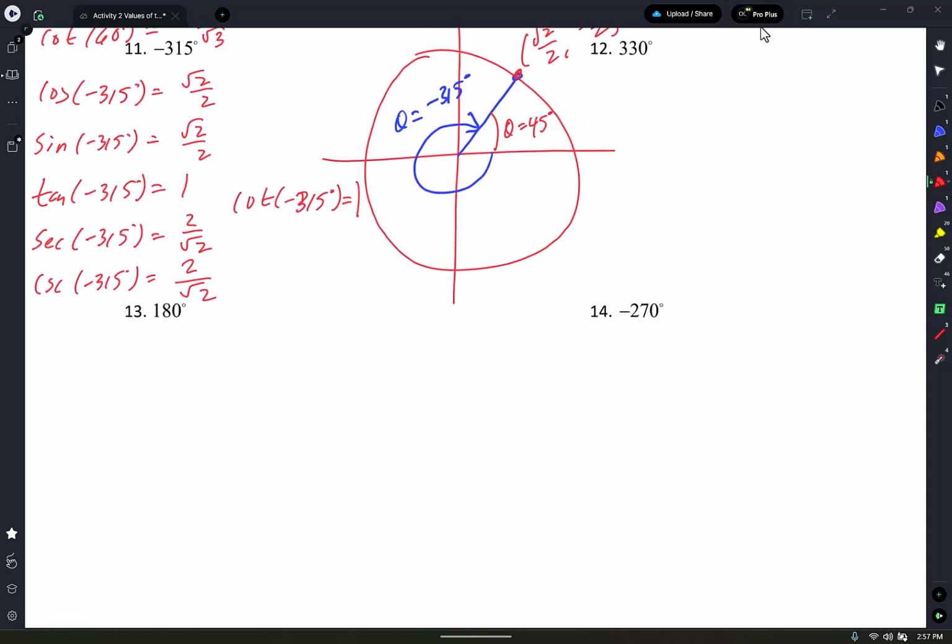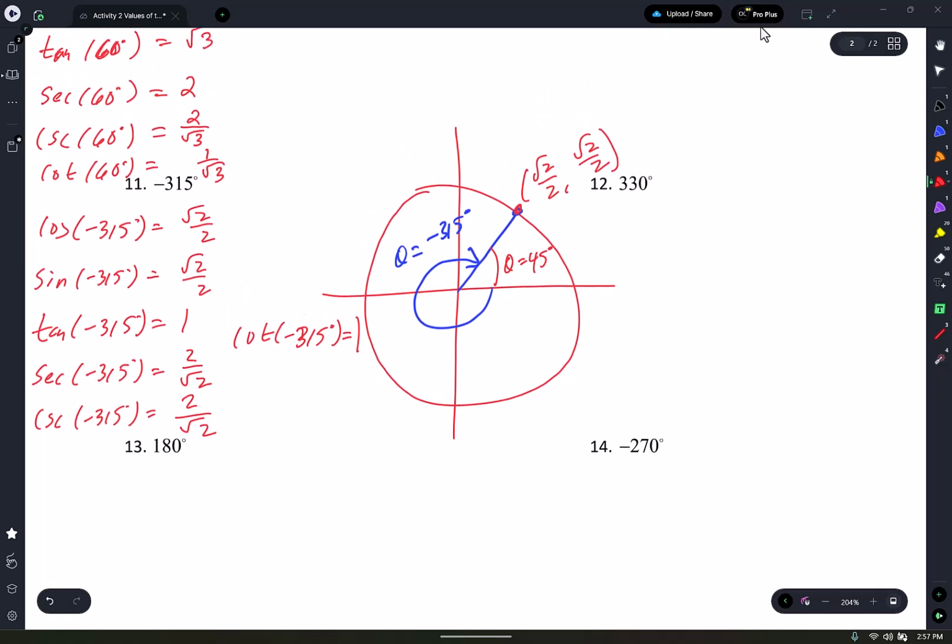What's up? Yeah, if you're rationalizing, you're going to multiply it. Oh, you know what? You brought up a good point.